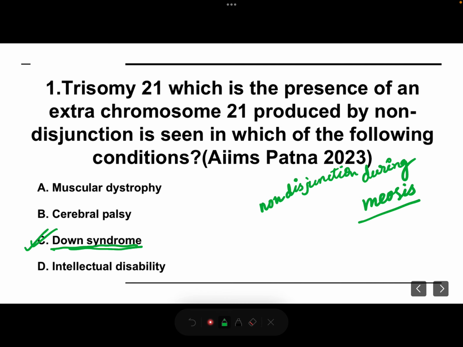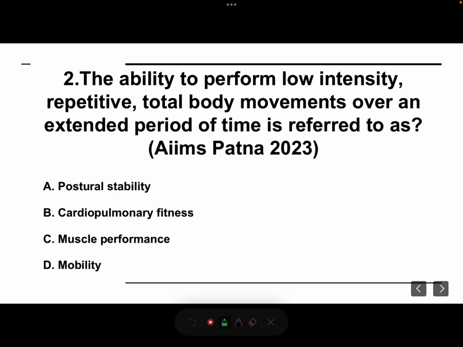So next, we come to question number 2. The ability to perform low intensity repetitive total body movements over an extended period of time is referred to as: option A, postural stability. Option B, cardiopulmonary fitness. Option C, muscular performance. And option D, mobility. Here, the correct answer is option B, cardiopulmonary fitness.